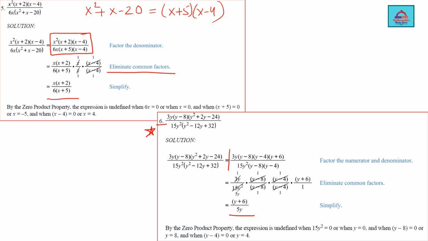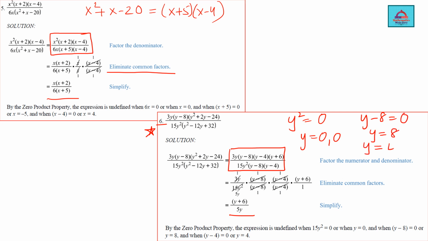Again, when this expression is going to be undefined, it is going to be undefined at 4 points. First point is y equal to 0, y equal to 0, a repeated point, because y square equal to 0 is going to give you y equal to 0 2 times, and then y equal to 8, because y minus 8 is going to be 0, that means y is going to be 8, and similarly y is going to be 4. So at these 4 points, the graph is going to become undefined by the zero product property.